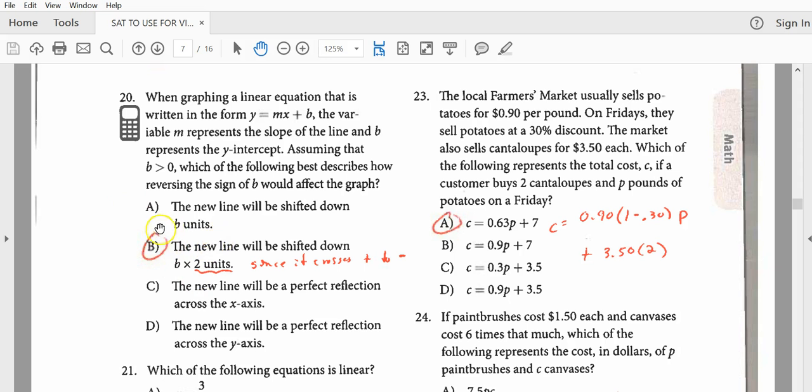So this one is just kind of visualizing that, another process of elimination here. So you actually would be moving, in that case, 4 units. If it was at positive 5, we'd move 10 down, and so on and so forth. So we get choice B.